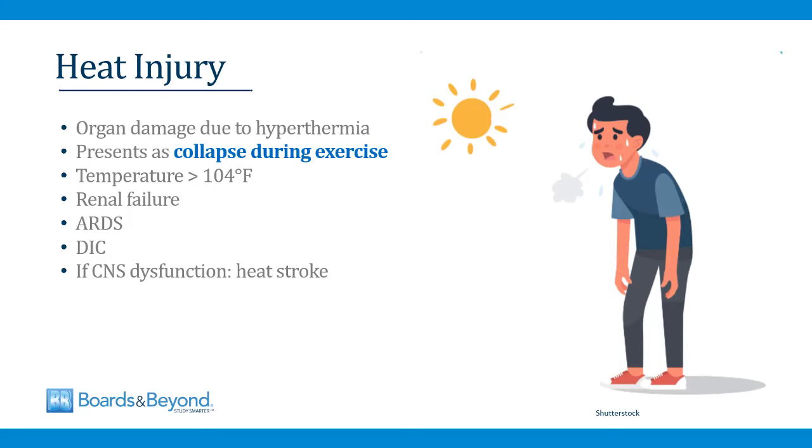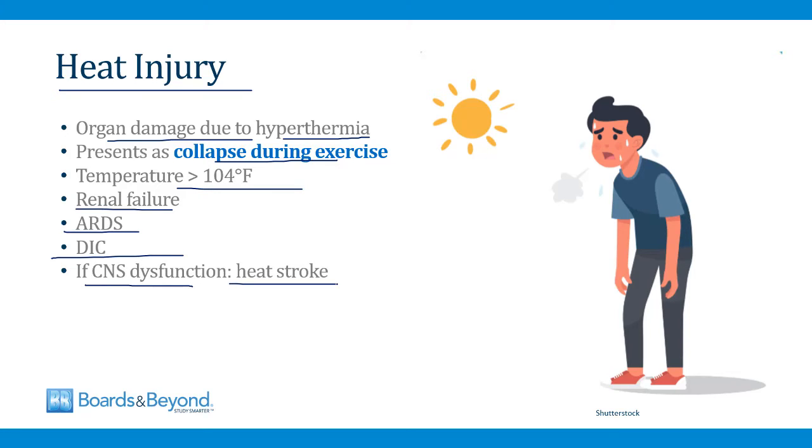Heat injury is the most serious form of heat illness. Heat injury refers to organ damage caused by hyperthermia, and it usually presents as collapse during exercise, and the patient will have a very high body temperature, usually over 104 degrees. And there are many different organs that can be damaged in heat injury. This could be the kidneys, leading to renal failure. Heat injury can cause ARDS or DIC. And if heat injury causes CNS dysfunction, then that's called heat stroke, which is a special form of heat injury that we'll talk about now.